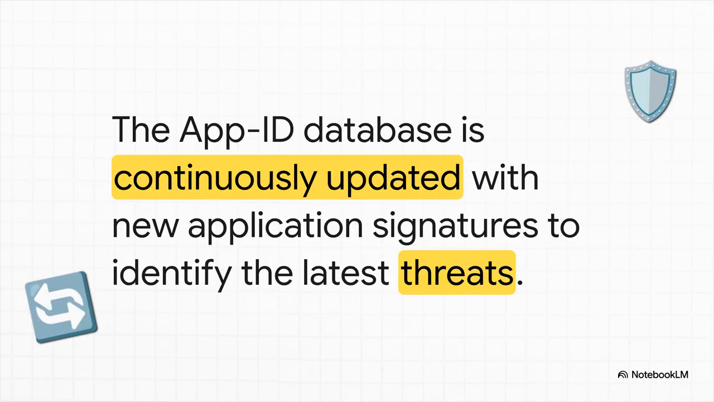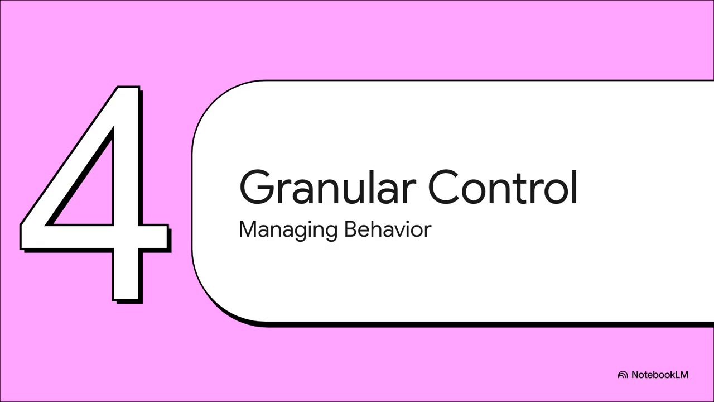But here's the kicker. Identifying an app is only as good as your intelligence is fresh. And that's why the App ID database isn't just some static list. It's a living, breathing system. Palo Alto is constantly pushing updates with new signatures, making sure the firewall can spot the latest apps and threats the second they pop up online. Now, once you can truly see the application, everything changes. You stop just blocking doors and you start intelligently managing the behavior of what's coming through them.